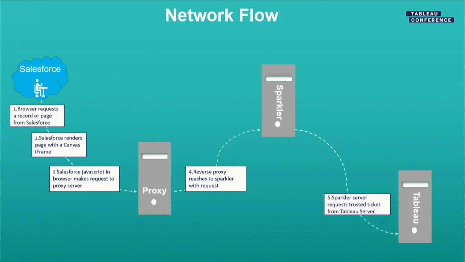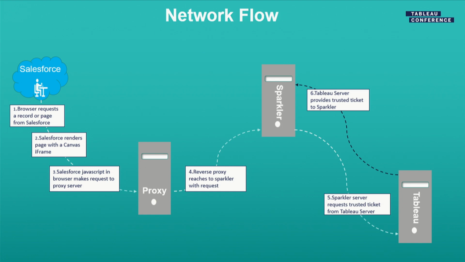Sparkler then talks to Tableau, where it is a trusted machine. The username coming from the proxy or from Salesforce has to be a valid user on Tableau for the view to be rendered in Salesforce. Sparkler takes all that information to the Tableau server. The Tableau server checks whether this user is a named user on the server and has access to that dashboard or not. Only then it says, okay, this is a trusted user, let me pass a trusted ticket back. Sparkler takes that trusted ticket.